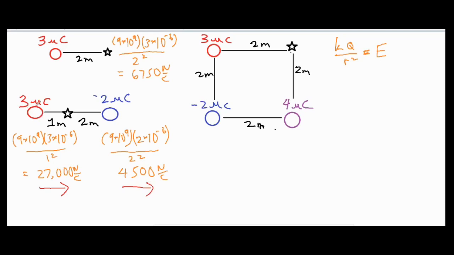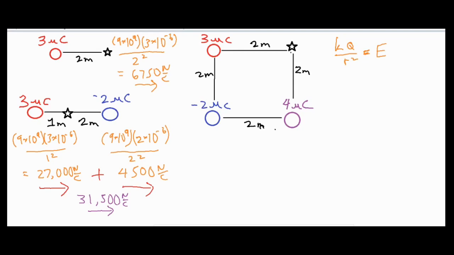So the red charge is repelling the object to the right, and the blue charge is attracting it to the right. So they're working together. The net electric field is going to be the sum of these two. If you add those up, you have a total of 31,500 newtons per coulomb to the right. And if we also want to add the direction to our first answer, this was a positive Q value, so that's going to be pointing away from the object towards the star, so that'd be to the right.